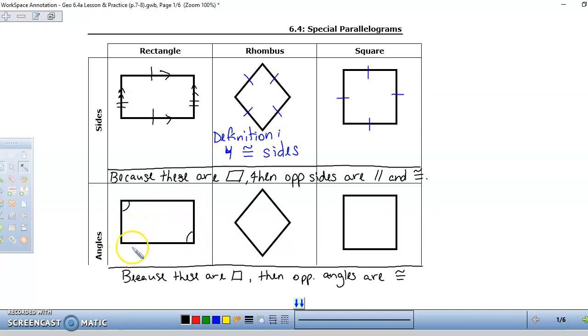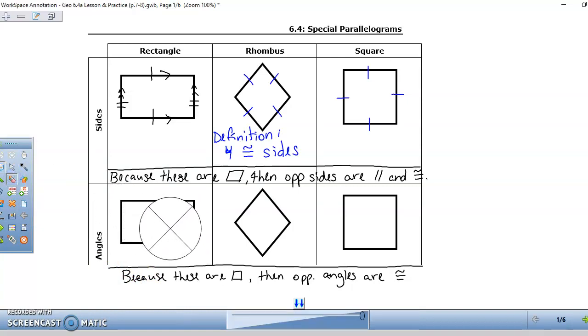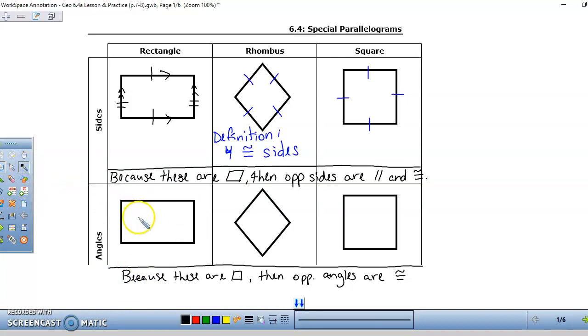Now, in a rectangle, what is special about a rectangle, so I'm going to erase these, is that you actually have four right angles. Now, right angles are 90 degrees, so these are still going to be congruent to each other. But that is what's special about a rectangle. And so the definition, I'm going to abbreviate that just as def. The definition of a rectangle is that you have four right angles.